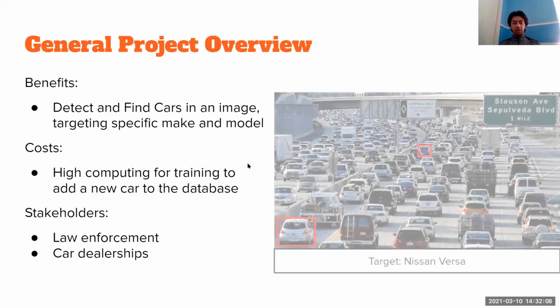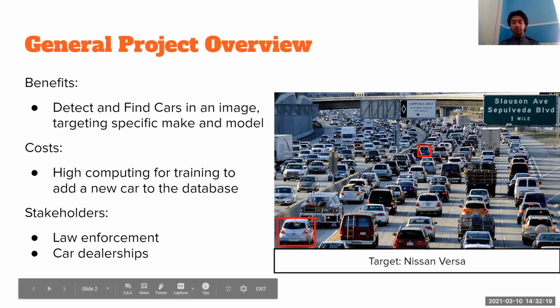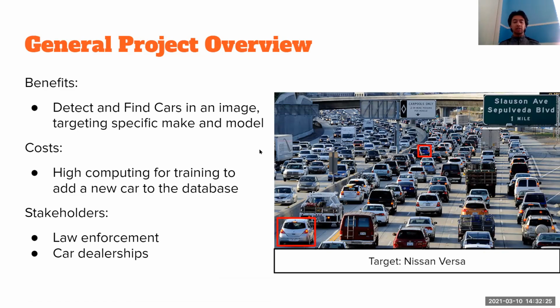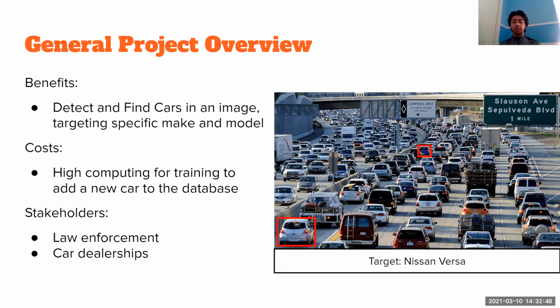In the general project overview, there are several benefits to using this project. The primary purpose is to detect and find cars in an image. For example, during rush hour, you can see that there are so many cars here. But by targeting a specific make and model, you can narrow down the search from finding all the cars in this image to finding just a specific make and model. Like in this image, I targeted Nissan Versa, regardless of the year it was manufactured. Here's one Nissan Versa, and here's the second Nissan Versa that could be found in this image.